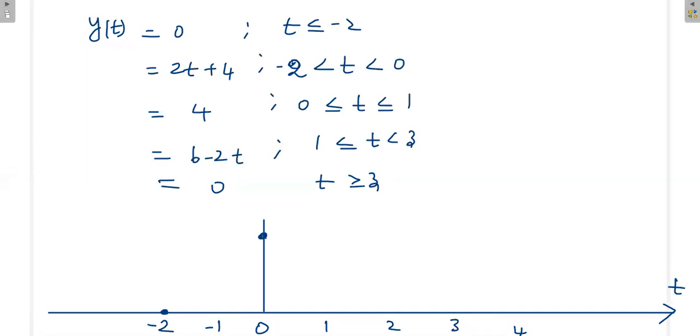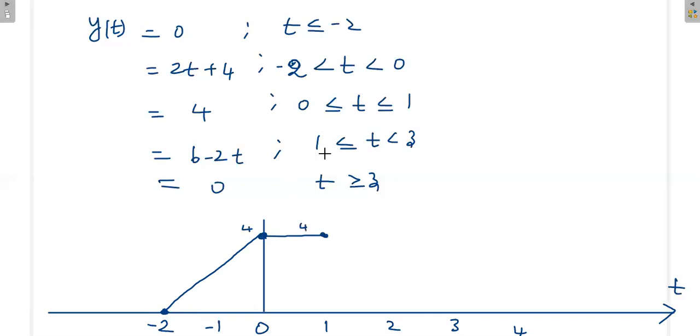Again, this is the line equation. So we know 2 points, so we can easily draw this line. Okay, so now it goes like this. Then after t is equal to 0, up to t is equal to 1, it is maintaining a constant value, that is 4.